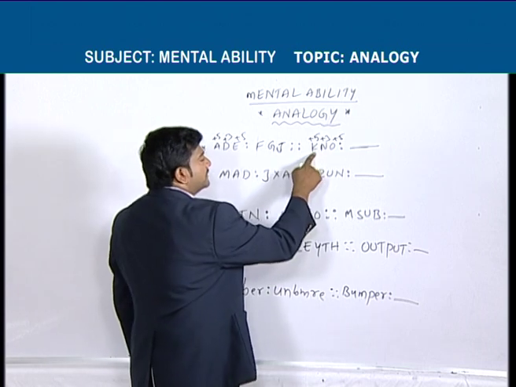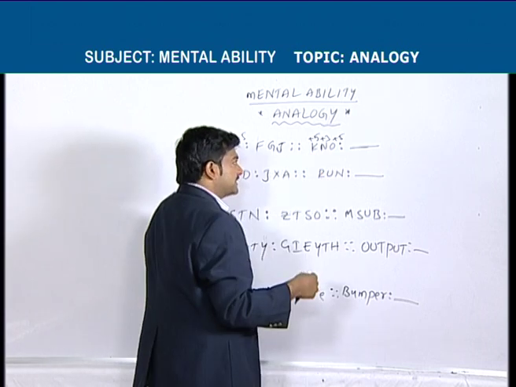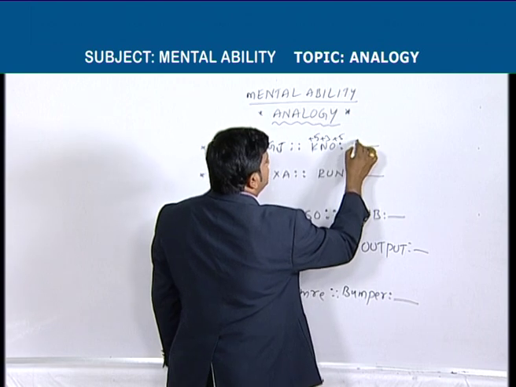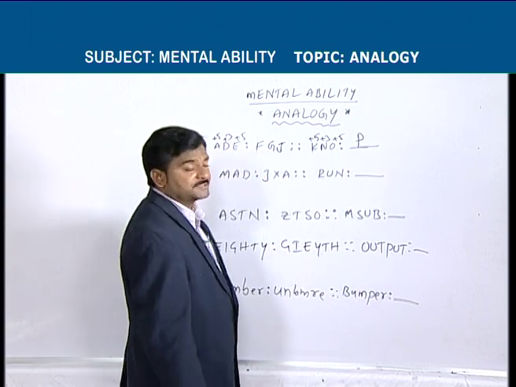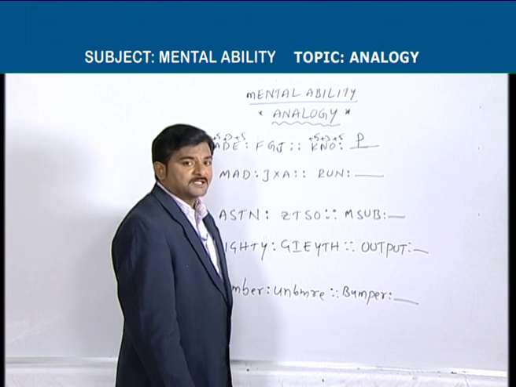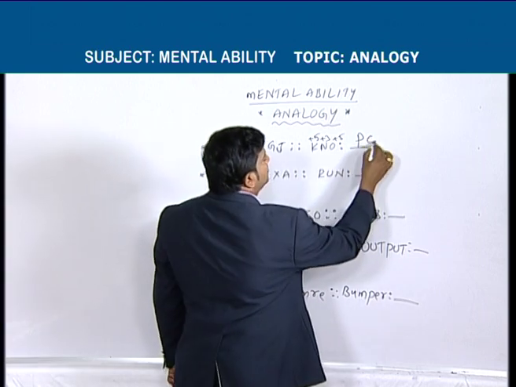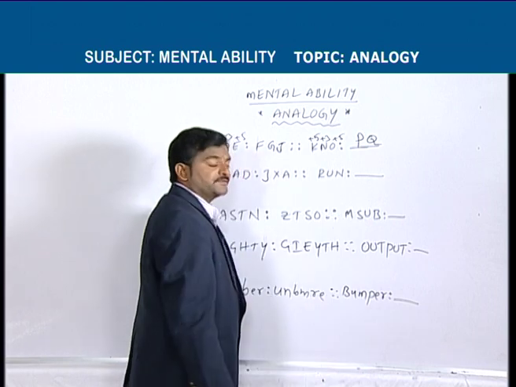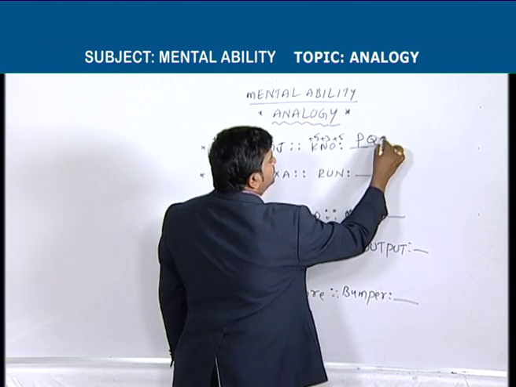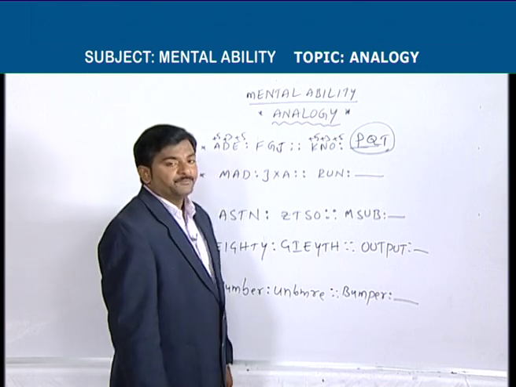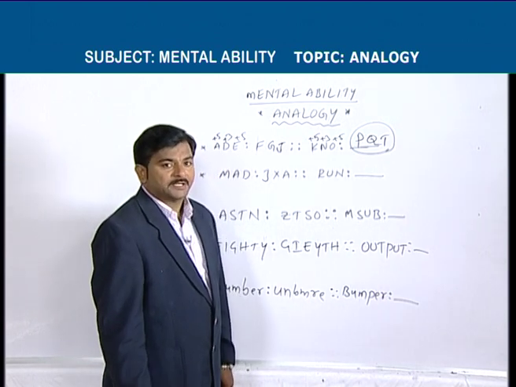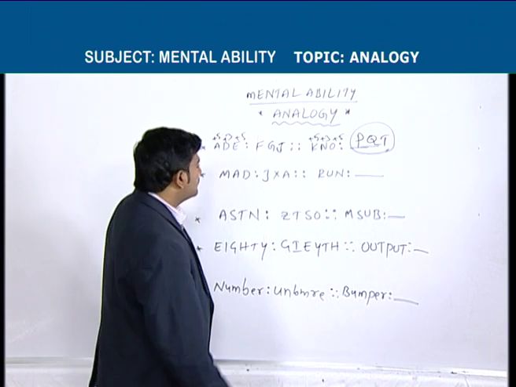See, K means 11. 11 plus 5 means 16. The 16th one is how much? P. N means 14. 14 plus 3 means 17. Again, the 17th one is Q. O means 15. 15 plus 5 means 20. Hence the answer for the given question is what I am getting? P, Q, T I am getting. P, Q, T.